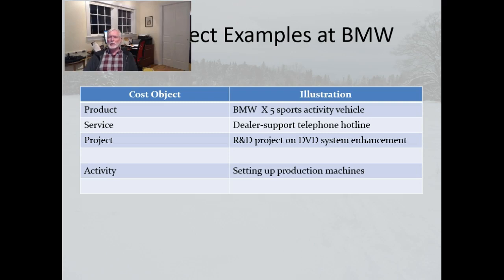And then I might want to know the cost of an activity. So let's say when I switch from the X5 to the X7, if that's what their other model is called, what does it cost to change the production line to produce a different model? What's the cost of setting up those production machines to do something different than what they were doing before?